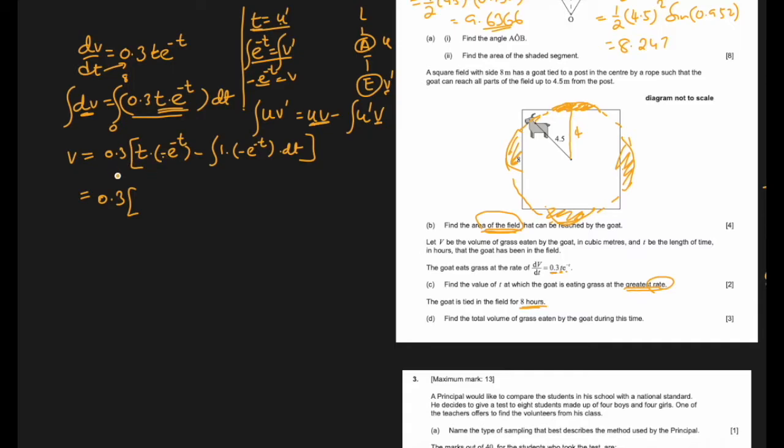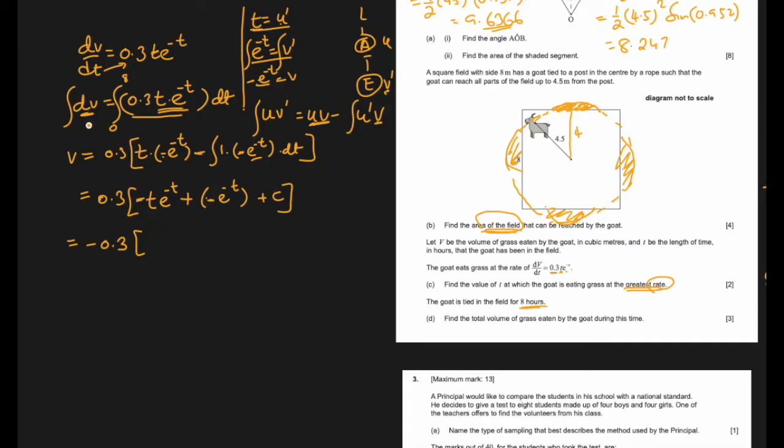All right, so equal to 0.3. This negative I can take in front here: minus t e to the power minus t. This minus and this minus will make it positive, and the integration of e to the power minus t is left, because 1 is useless here. So e to the power minus t again, minus e to the power minus t again, plus c. So we have negative here, let's take negative also out. Negative 0.3.